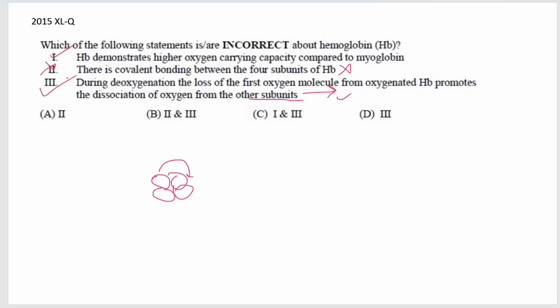So the only option which is wrong is option number 2, and here it is denoted by A. So the only incorrect option is A. That is number 2. There is no covalent bonding between the four subunits of hemoglobin.